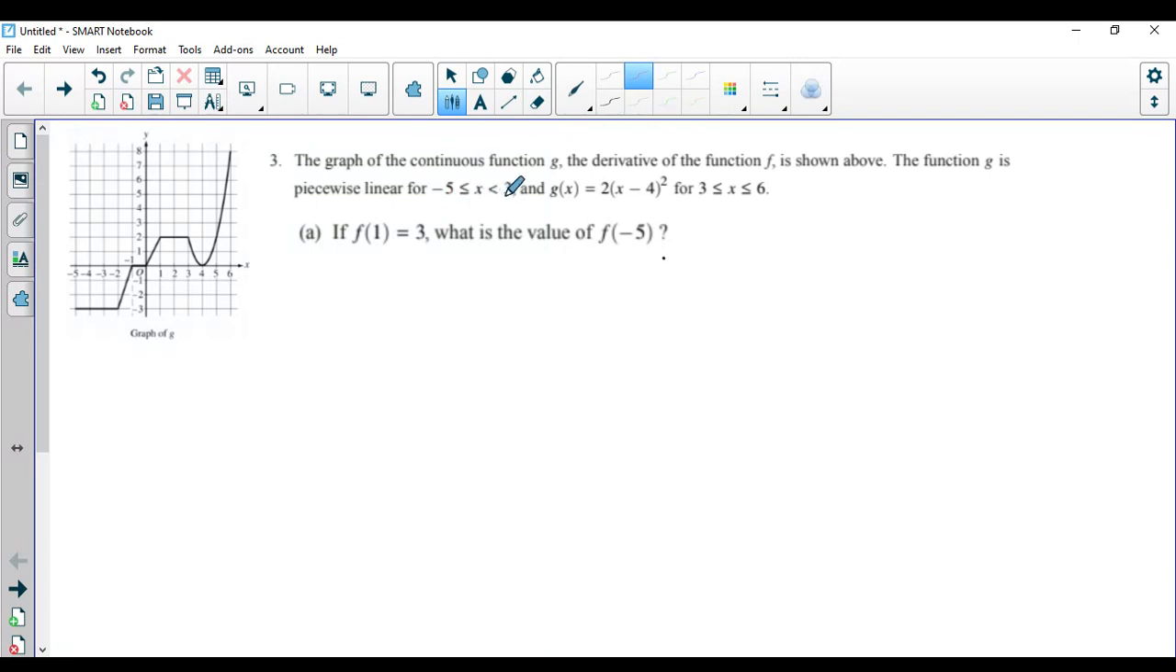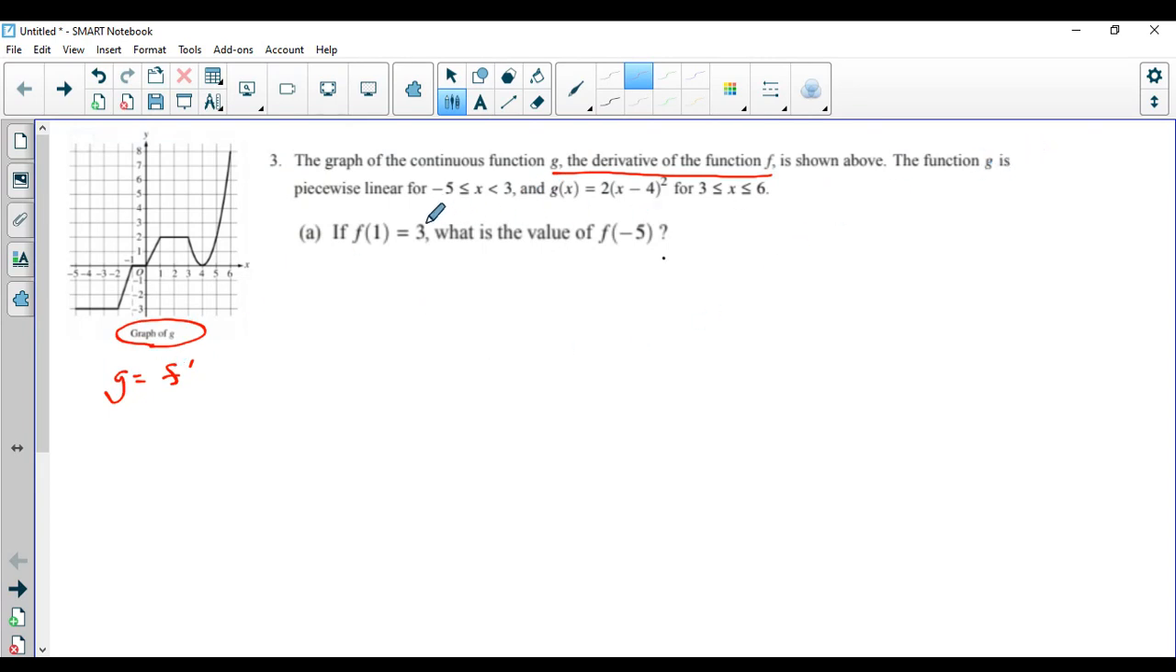It says the graph of the function g, the derivative of f. As soon as I see that, I'm like, all right, they gave me g, and it turns out that g is the derivative of some function f, right? That's pretty important. Take note of that right away.